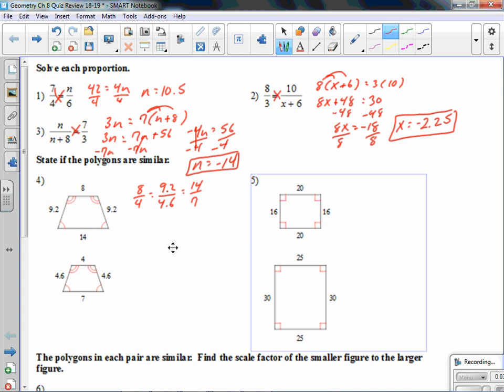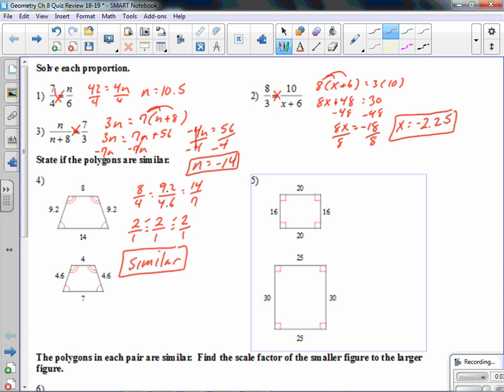And simplify or reduce the fractions. 8 over 4, they both divide by 4, or 8 divides evenly by 4 to give us 2 over 1. 9.2 over 4.6 actually divides out to be 2 over 1. And 14 over 7, 7 goes into 14 twice, 2 over 1. So all three of those do equal each other. So those two polygons are similar.